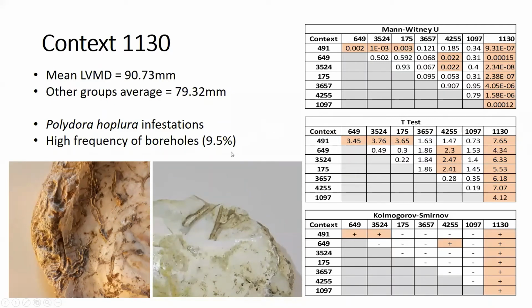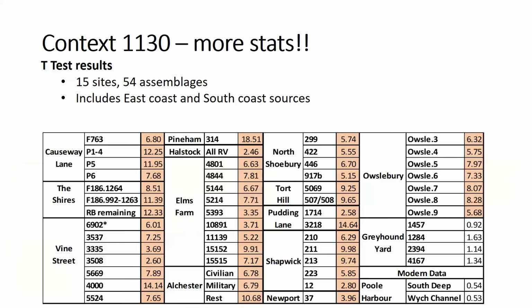There was also a high frequency of boreholes. About 10% of the oyster shells had been attacked by some kind of whelks, and this is again more prevalent in south coast shells, although those from the east coast do have boreholes as well, just not in as high numbers. So already we've got a couple of indicators that the shells from context 1130 are from a different source region to the rest of them.